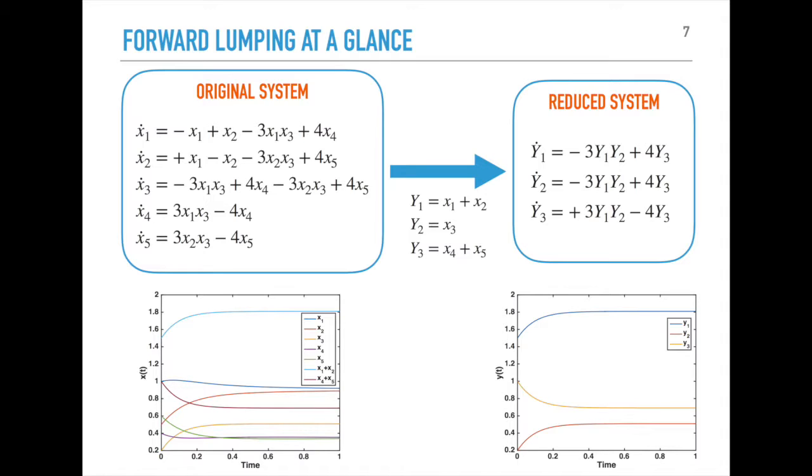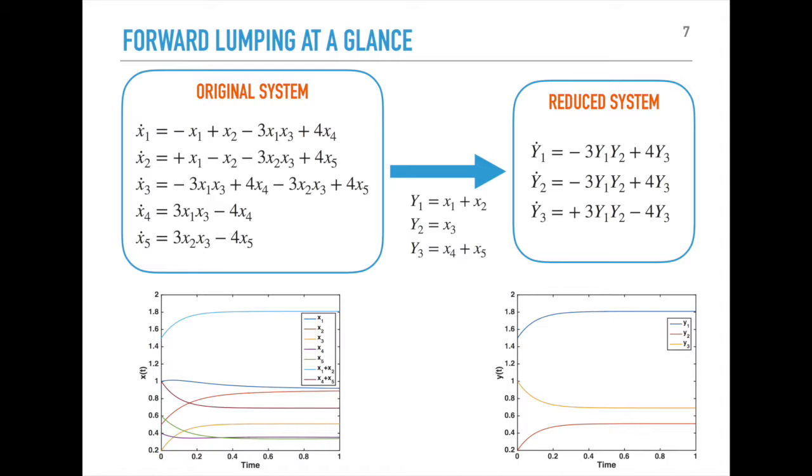So what we observe is that if we assume that we already know that x1 and x2 are equivalent, they can be put in the same block, and x4 and x5 are also equivalent, we can define a reduced system that works on those macro variables.